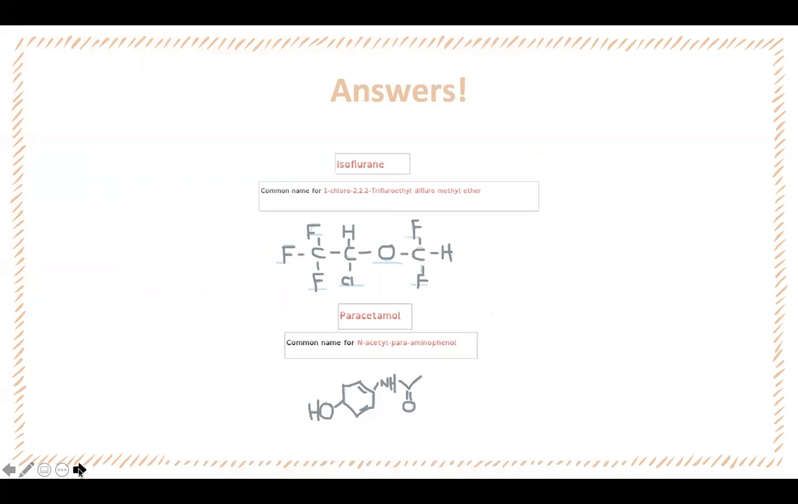1, 2. On the bottom, we see how to draw paracetamol. We have our phenyl group over here, and we have the amino over here. Para meaning 1, 4. And over here, we have our acetyl group with our double bonded O.